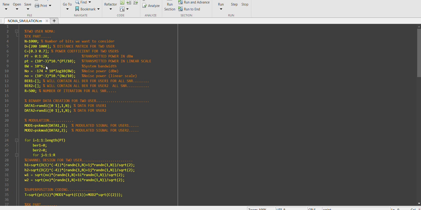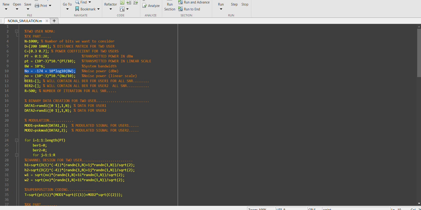Then we will calculate the noise power. For the calculation of noise power, we need to give the system bandwidth. So here I have taken the system bandwidth as 1 MHz, and this is the formula for the noise power. Now again we need to convert this noise power to linear scale as it is in dBm.